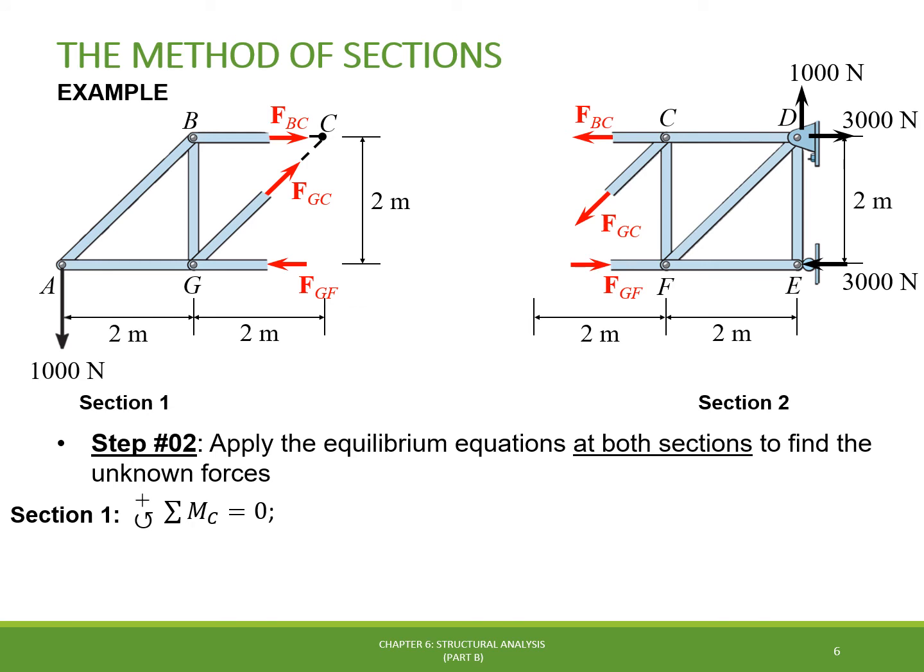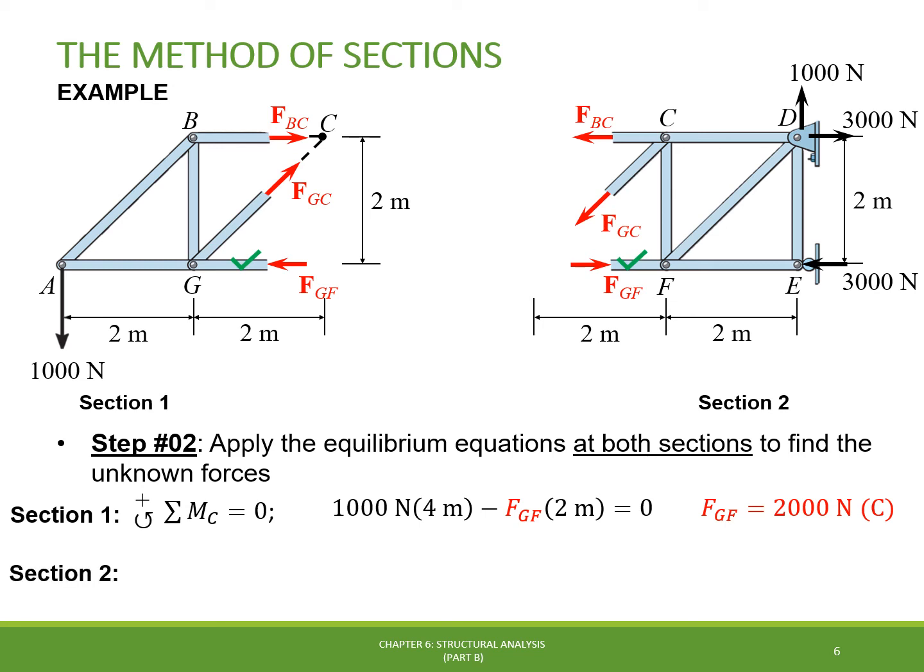This is a good idea because only the 1000 newtons force and FGF will generate moments about this joint, and FGF is the only unknown, which can be solved directly. The calculated result for this force is then positive 2000 newtons. Since this is a positive number, it means that the sense of FGF assumed in the free body diagram is correct, and therefore it's a compressive force acting on member GF. We've got one of the unknowns of the problem. Then, let's check mark it in the free body diagram of both sections.